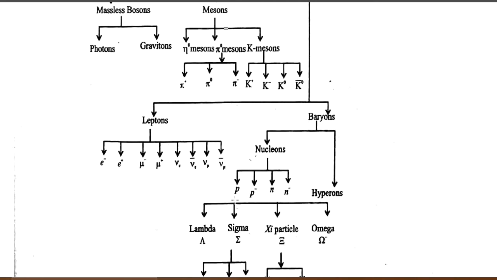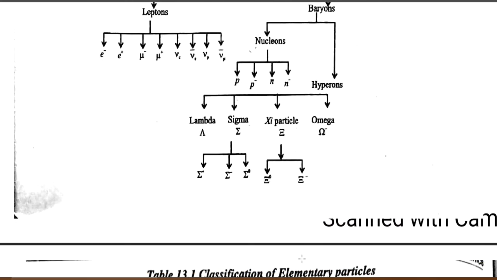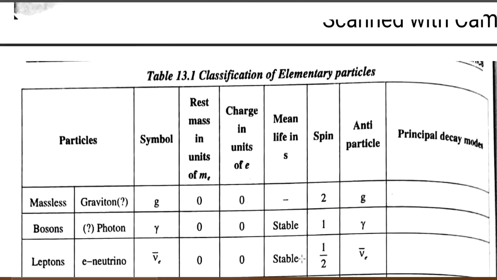Nucleons are protons, antiproton, neutron, antineutron. And hyperons are of the following types: lambda particle, sigma particle, xi particles, and omega particles. Sigma particles are of three types: sigma plus, sigma minus, sigma 0. Even xi particles are xi 0, xi plus, and xi minus. This is the classification of elementary particles.